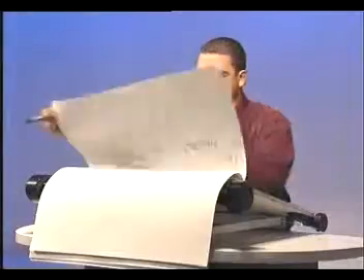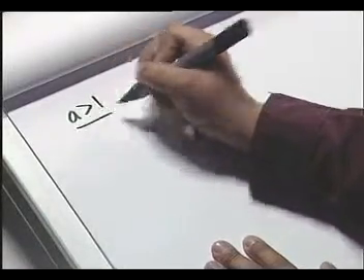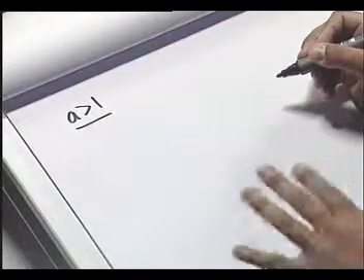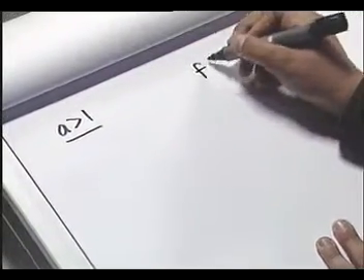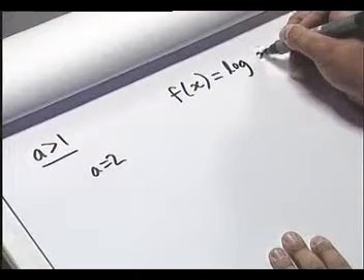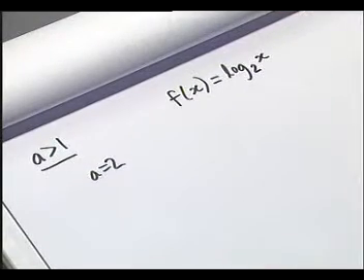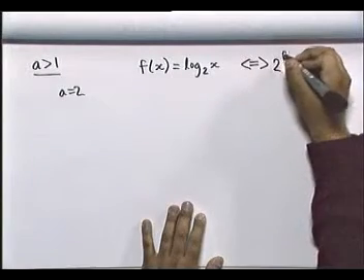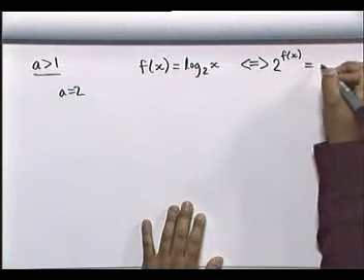What would happen for a more than 1? Let's look at the case when a is more than 1. So this means we're looking at the function f of x equals, and in this case, I will choose a equals 2 again to demonstrate what's happening. So f of x equals the log of x to base 2. And remember, this is equivalent to saying 2 to the power of f of x equals x.